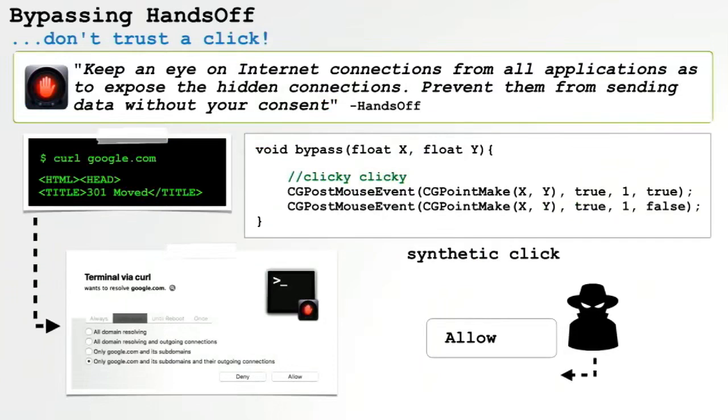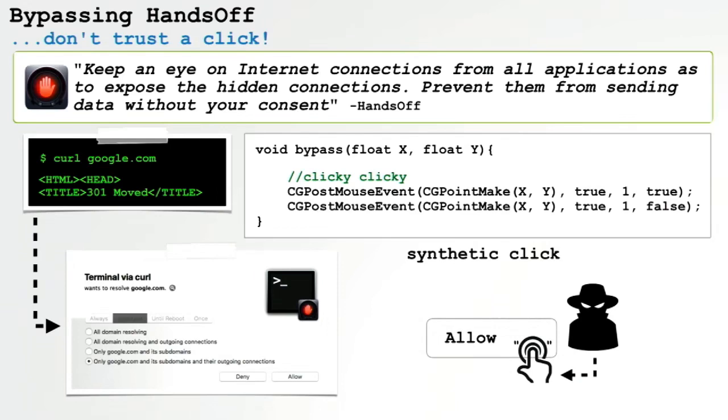Another popular Mac firewall product is called hands-off, and it turns out we can fairly easily bypass it via synthetic or programmatically generated clicks. So say, for example, we want to execute curl. Curl is used a lot by malware to download other components, maybe a second stage implant, et cetera. So if we execute this, the firewall will detect that curl is generating an outgoing connection, which is good.